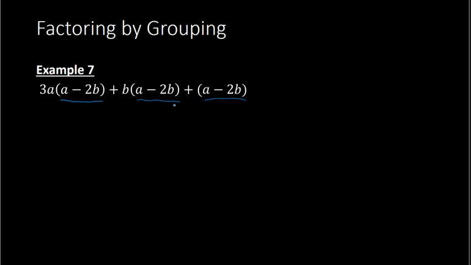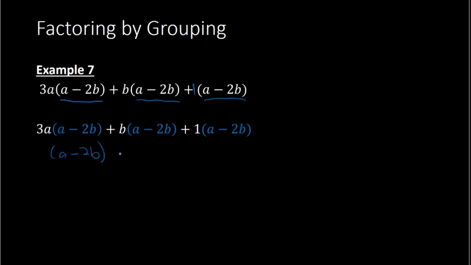Alright, and another thing to note is that there is an assumed 1 in front of this last term. So with that being said, we can factor out what they have in common, which was the a minus 2b. And then in the other parentheses, we put what is left over, which is 3a plus b plus 1. So my factored form would be a minus 2b times 3a plus b plus 1.